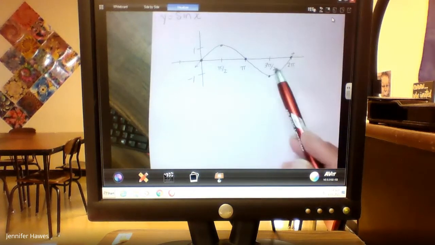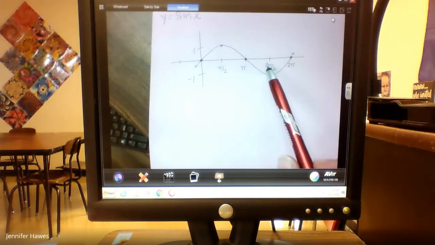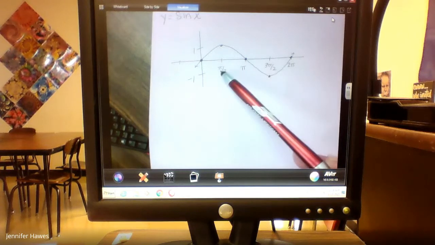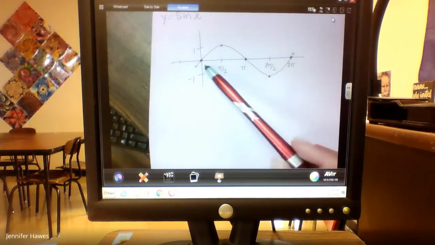Okay. So on this one, the domain, I can put in any radian measure I want, and I will get a value that falls on here. My range is it fluctuates between 1 and negative 1. That's your high, low, and that's just what it's going to keep doing.